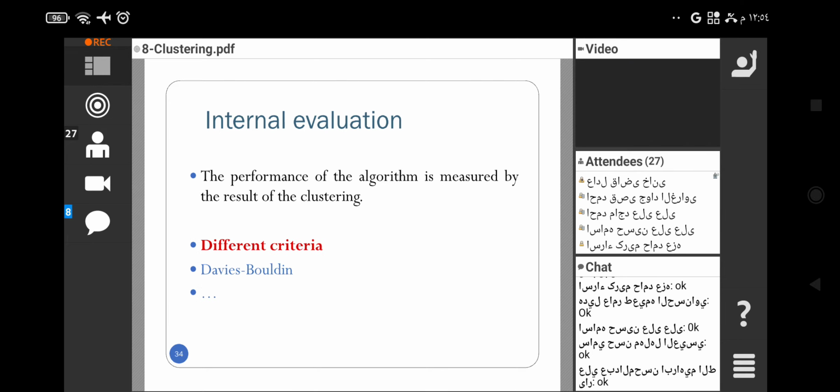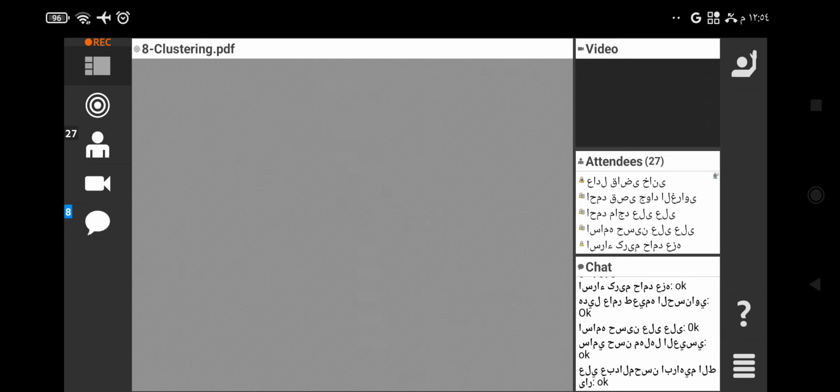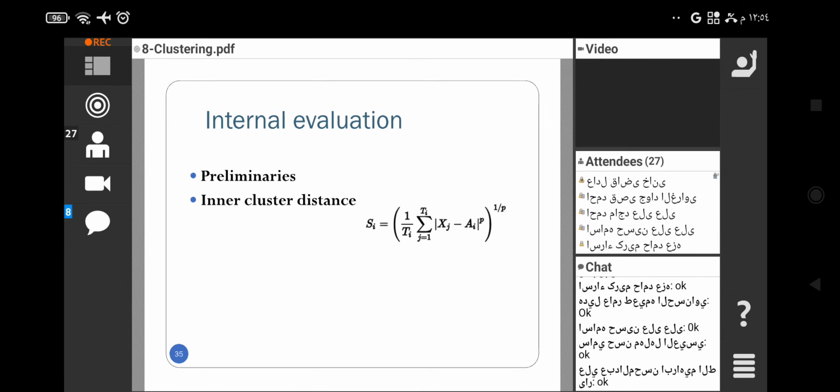If we want to use the Davies-Bouldin method, we have to calculate two different distances. The first distance is the inner cluster distance. Inner cluster distance means the distance of each data with the cluster center. If we get the distance of all of the data in a cluster with the cluster center, this is called the inner cluster distance for that cluster. Okay?